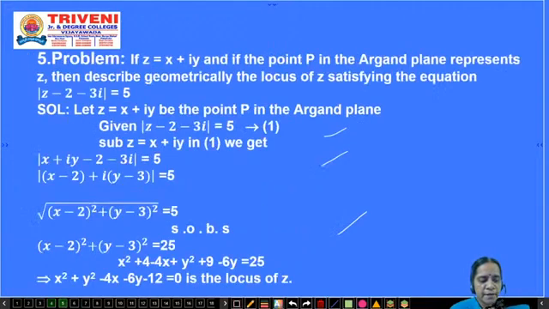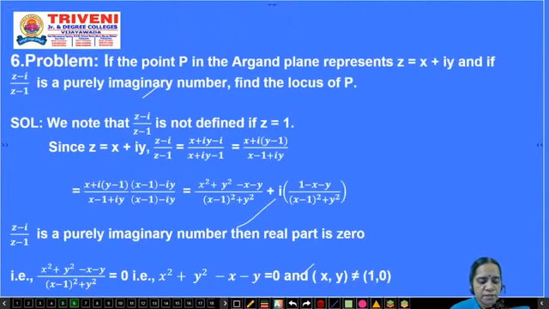This is the perpendicular bisector, and then the value of z, geometrically we have to know mod z minus 2 minus 3i is equal to 5, taking mod, squaring on both sides. Then we have to find the locus of z, and the next one is purely imaginary. Purely imaginary means the real part is 0.